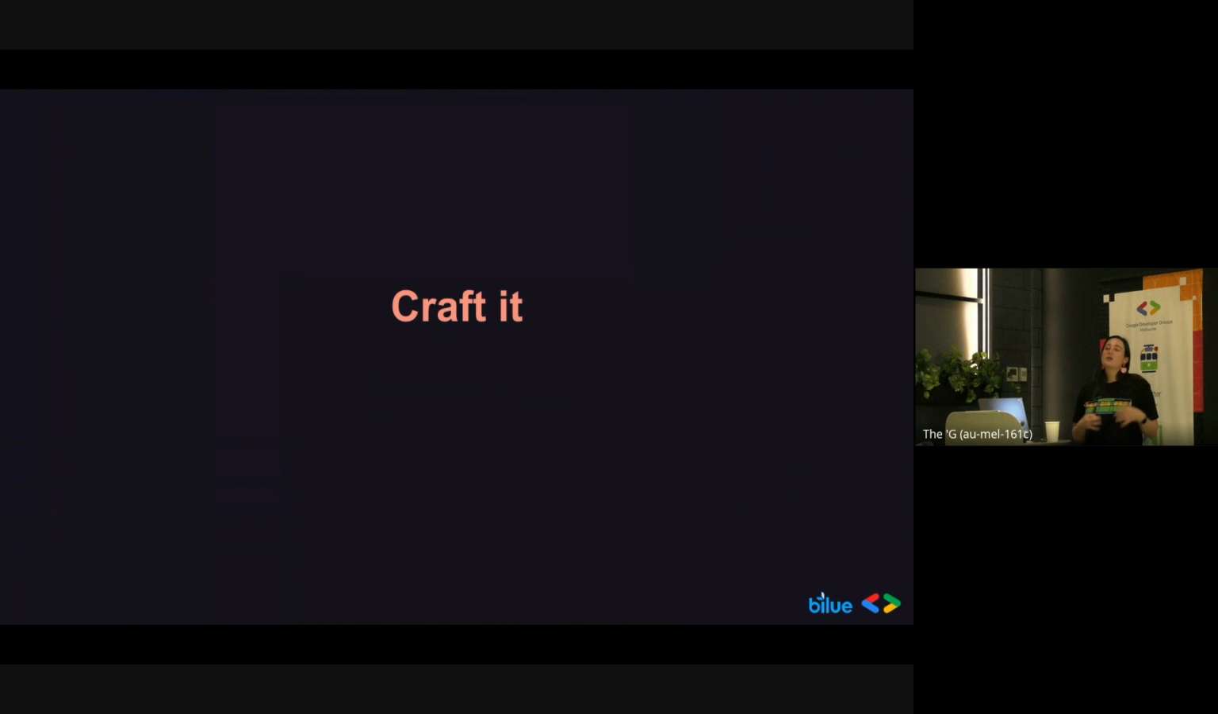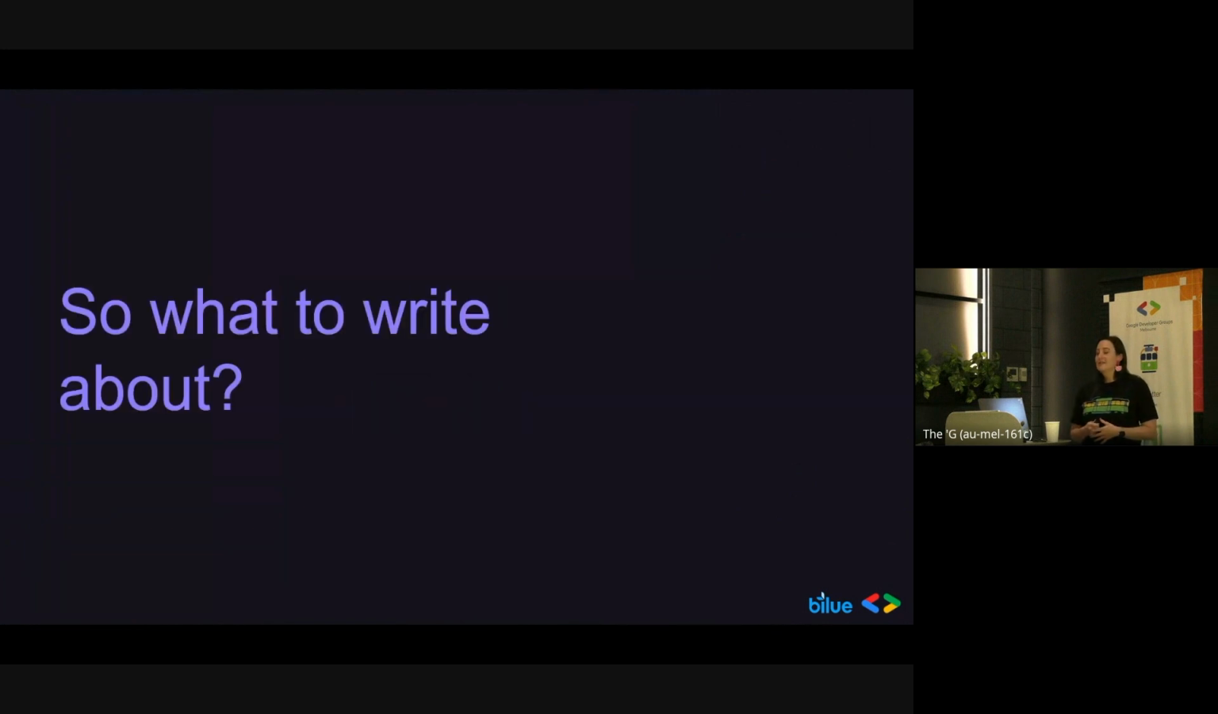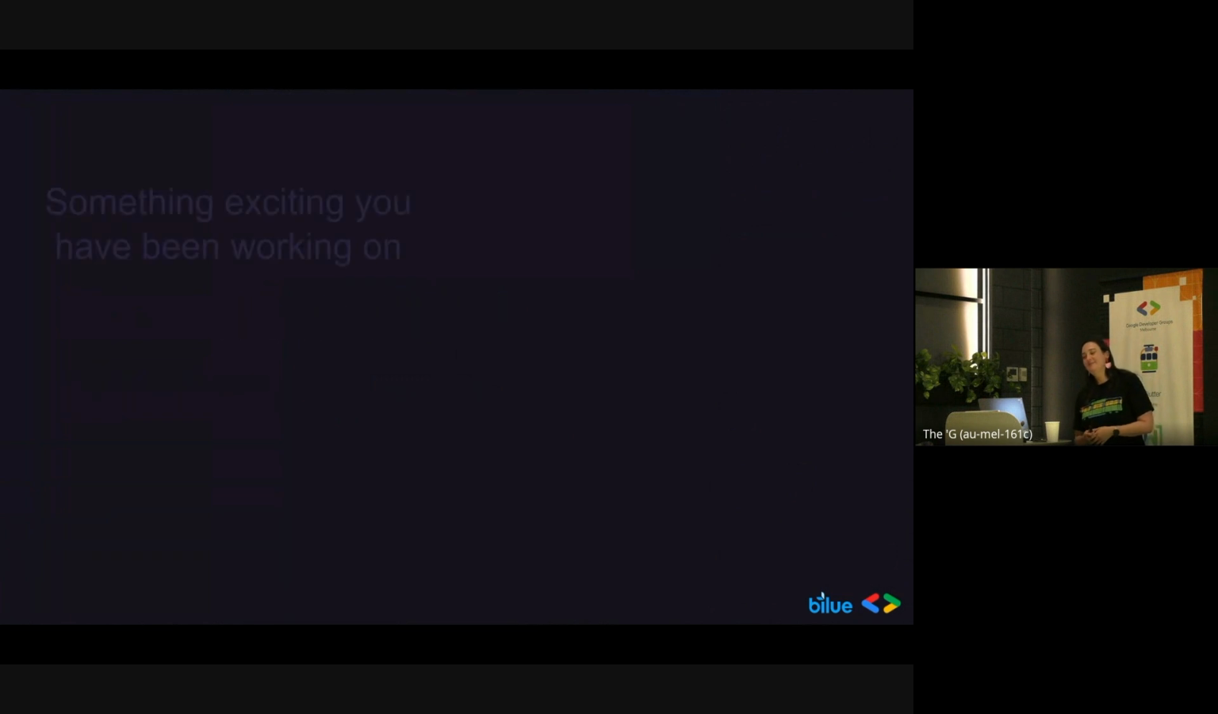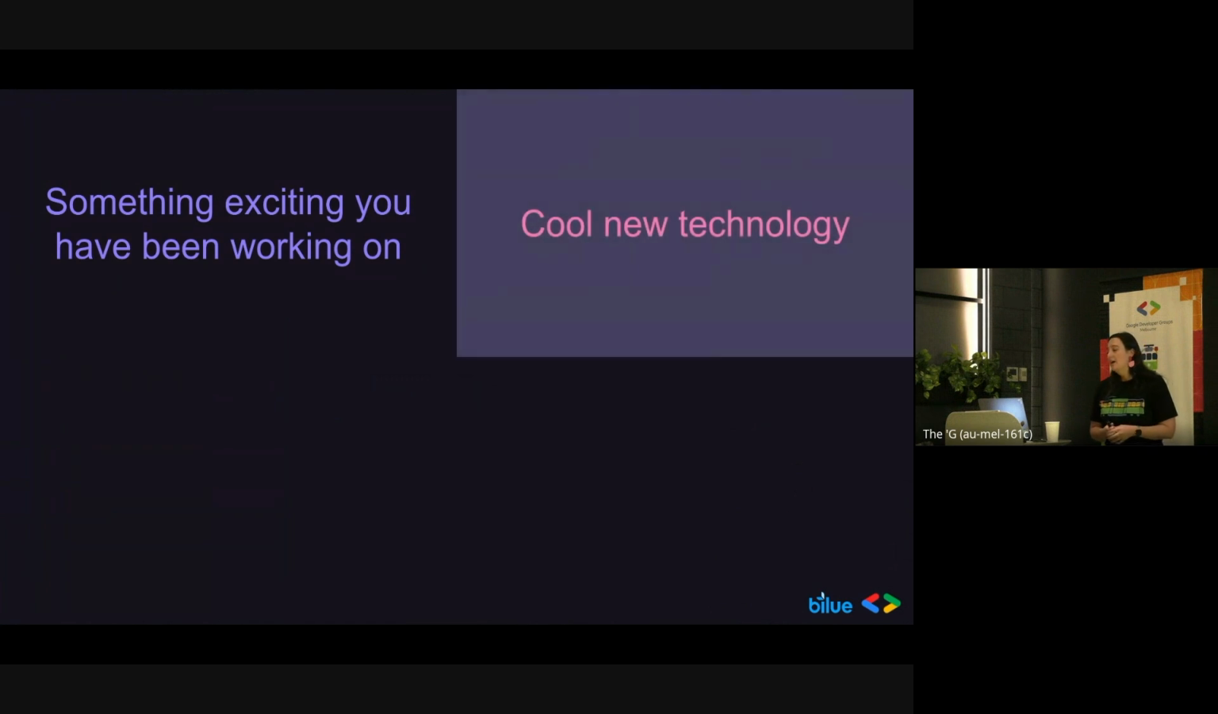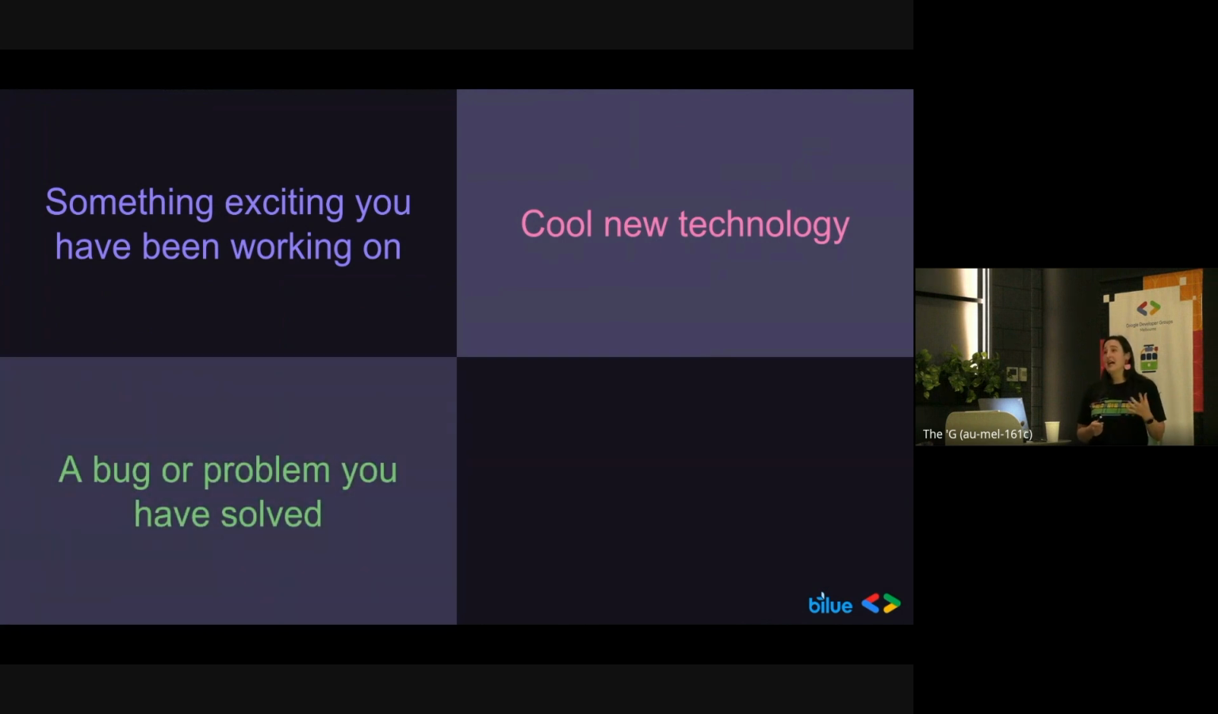So you need to firstly craft it. You've got to come up with that first step. What do you want to write about? So it could be something that you're excited that you've been working on. You might have been playing around with something in your personal time or at work. You're really excited about it. That's a good topic. It could be a cool new technology. Maybe there's something you've seen or read about. You think it's really exciting, want to be the first out there.